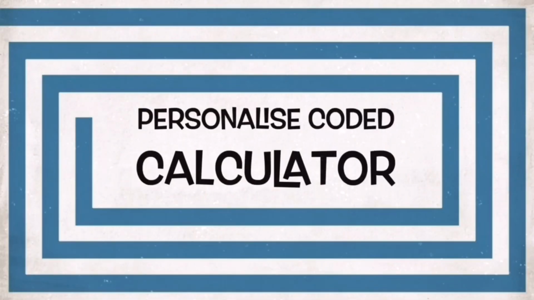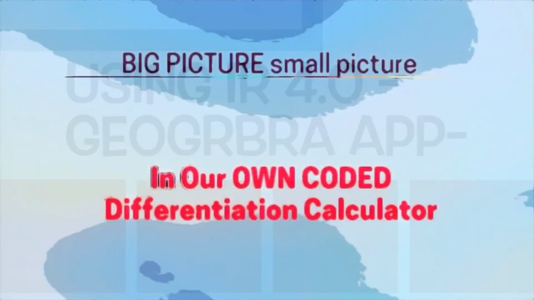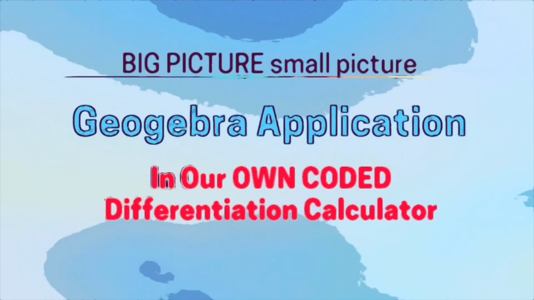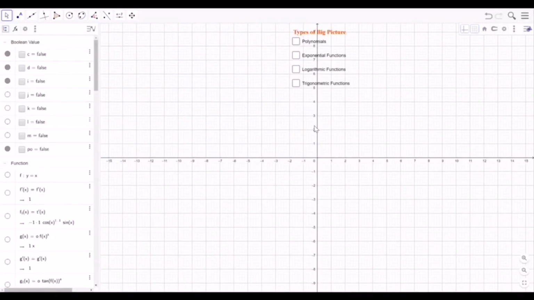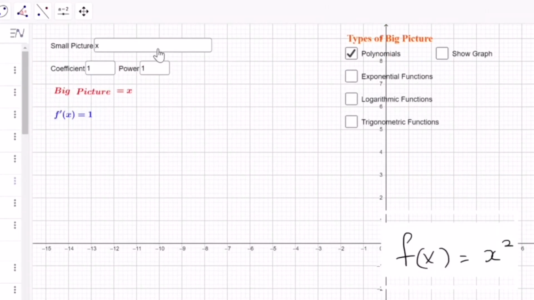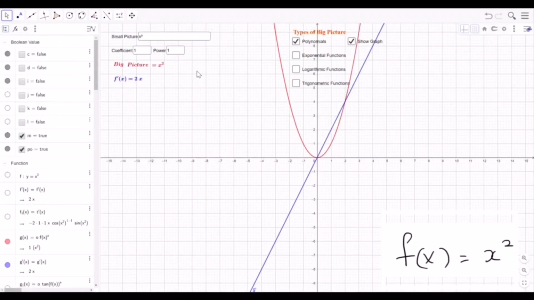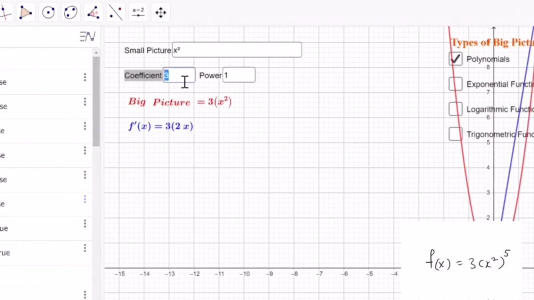Our latest version is our own personalized, own coded calculator using the GeoGebra application. Here is a look at our own coded calculator in the GeoGebra application, which can be used on desktop, tablet and handphones. It can be downloaded for free from the Apple Store and Google Play Store. In this app, we have all 4 functions, which are polynomial, exponential, logarithm and trigonometric.